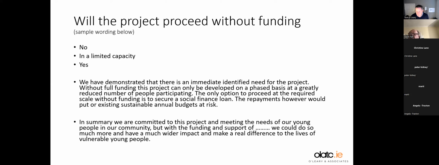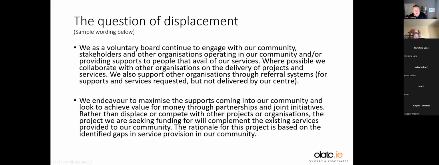Again, these are all assessed by human beings. So you try to tap into their minds and try to encourage them to actually support it. So just again, if you're struggling with that question, what should I put in? I would put in wording like this, okay? The question of displacement, again, comes up a lot. Is your project going to displace another project? Is your project being done by someone else locally in our community? Again, this is standard wording we would use.